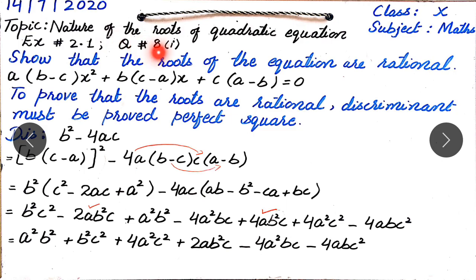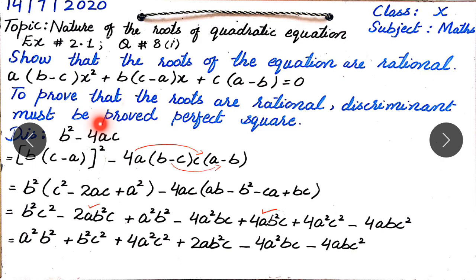Next question is question number 8, the first part. Show that the roots of the equation are rational. Here in this question we have to prove that the roots are rational. And as we know that the roots can be linked with the discriminant, so for proving that roots are rational, the discriminant must be proved a perfect square. As we have previously discussed, if the discriminant is a perfect square, the roots will be rational. So to prove the roots rational, we have to prove the discriminant a perfect square.